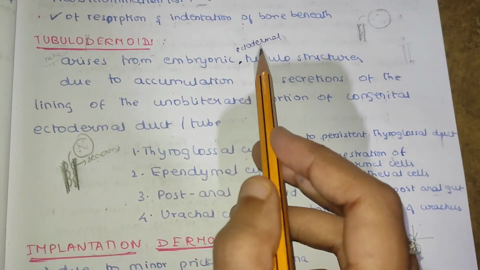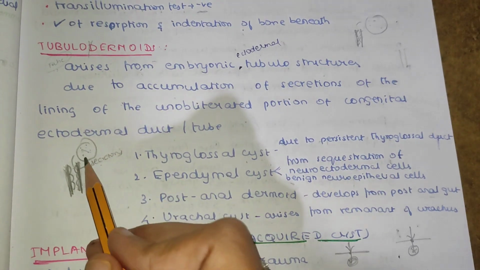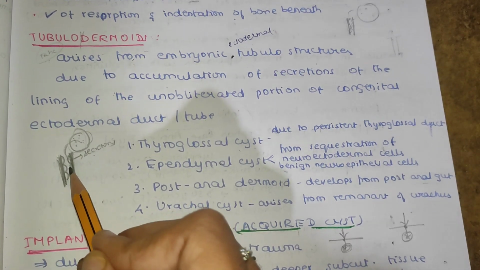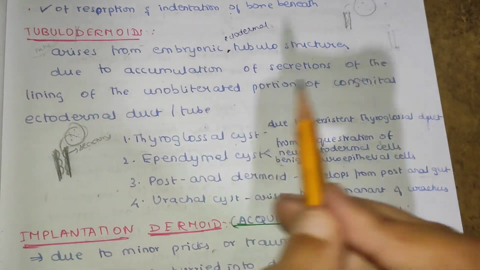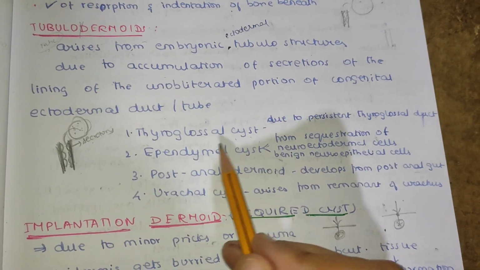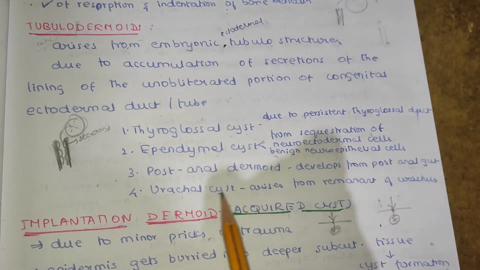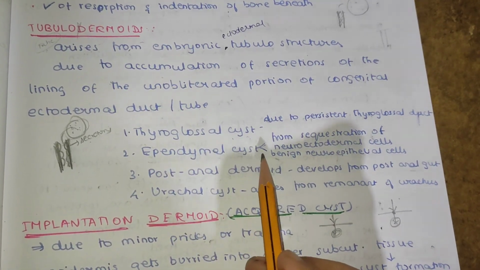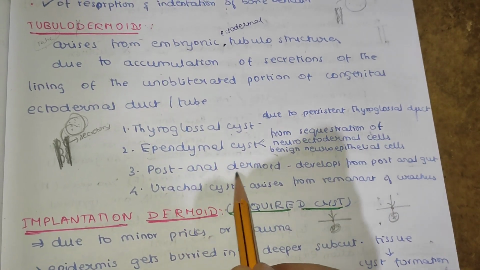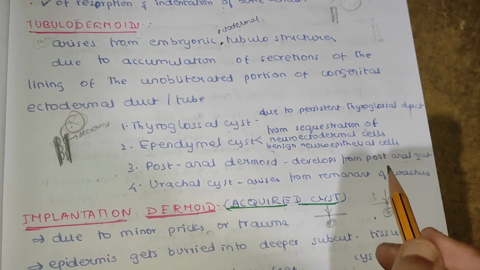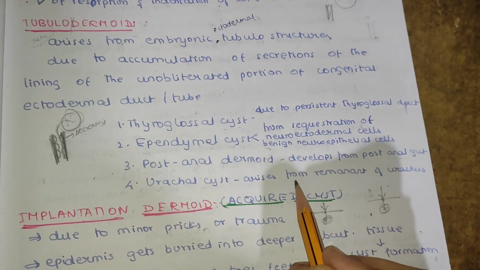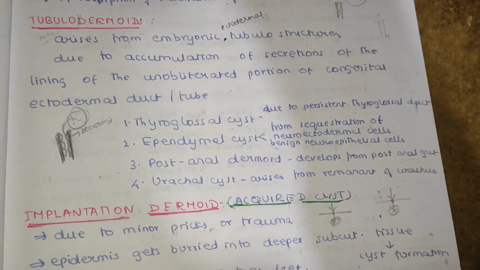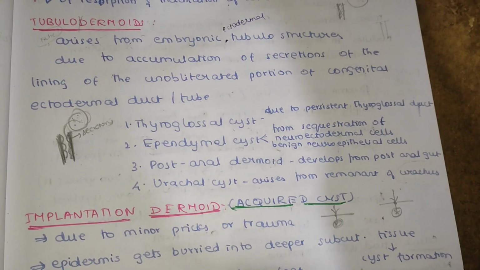It arises from embryonic ectodermal tubular structures. It is due to the accumulation of the secretions of the cells lining the unobliterated portion of the congenital ectodermal duct or tube. Examples include thyroglossal cyst, ependymal cyst, post-anal dermoid cyst, urachal cyst. This is due to the persistence of thyroglossal duct, and ependymal cyst is due to the sequestration of neuroectodermal cells, and post-anal dermoid is due to the persistence of post-anal gut, and urachal cyst arises from the remnants of the urachus. The word urachus means a tube connecting the urinary bladder and the umbilicus.